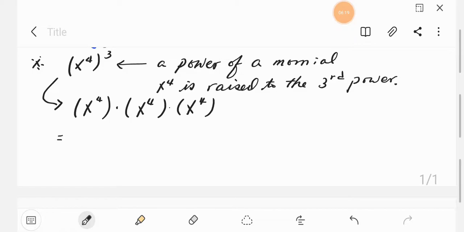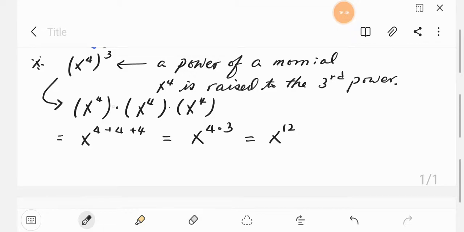So from the examples above, this means the base is x. The exponential forms have the same base, x, so we can add up all the exponents, right? So this is equal to x to the 4 times 3, which is x to the 12th power. Can you see this?